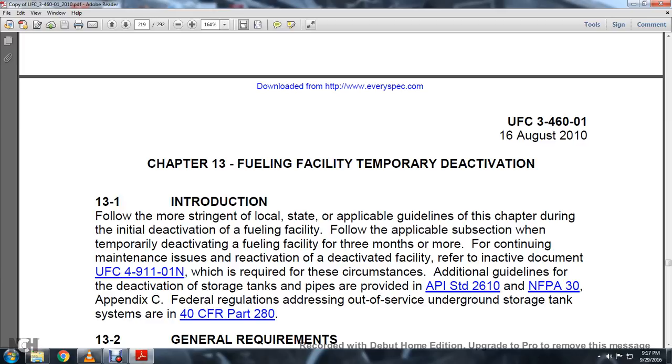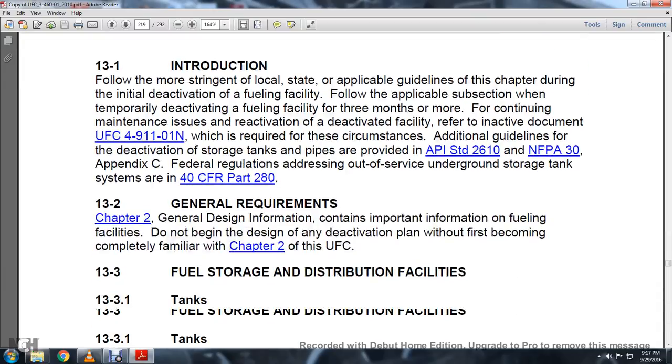Refer to the inactive document UFC 3-460-01N, which covers the required circumstances and additional guidelines. Deactivation of storage tanks and pipes is provided in API Standard 2610, NFPA 30, and Appendix C of the Federal Regulation addressing out of service underground storage tank systems, Title 40 CFR Part 280, General Requirements.